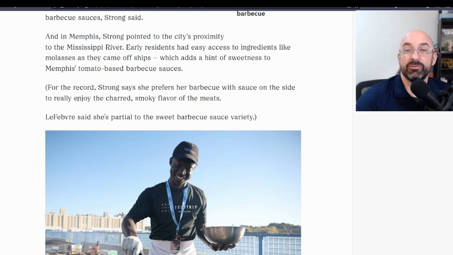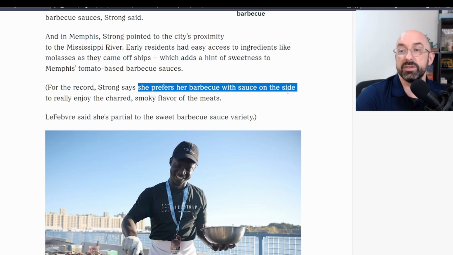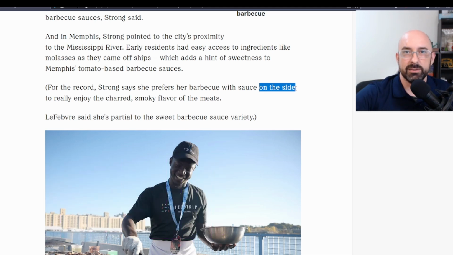So this person is saying, for the record, I want you to know she prefers her barbecue. She's telling us her preference, right? She just talked about tomato-based barbecue sauces, but she's telling us, for the record, as a note, she prefers barbecue with sauce on the side. On the side means that it's not on the meat itself, like it's in a cup or something off to the side, and you can dip your meat into it, but it's not put on the meat itself. Why does she do this? To really enjoy the charred, smoky flavor of the meats.